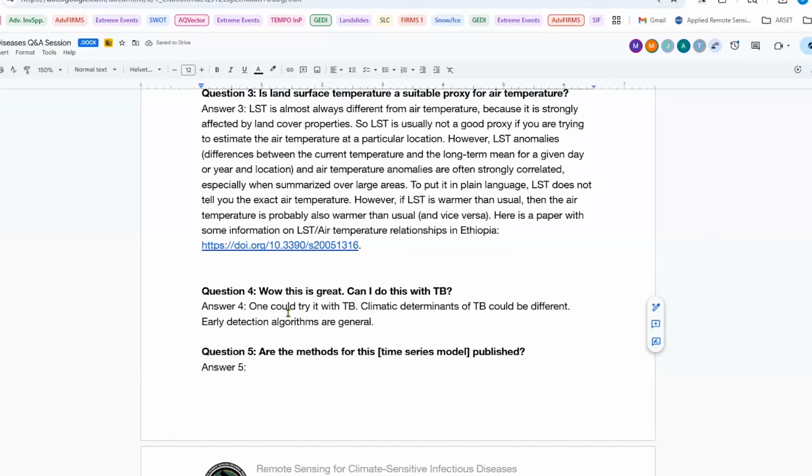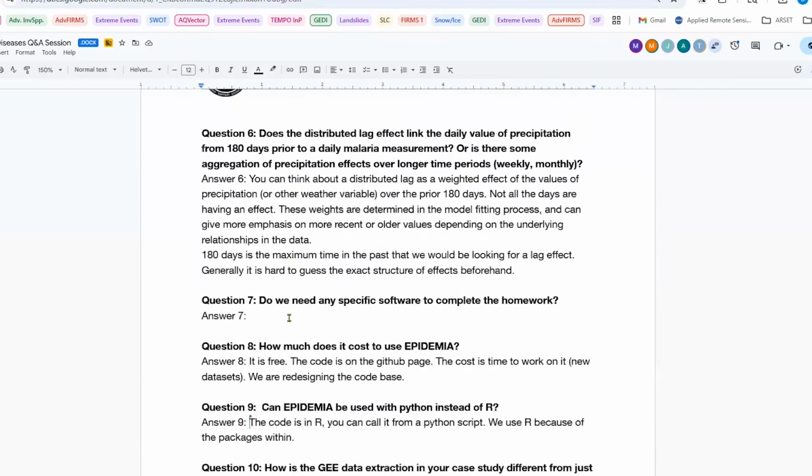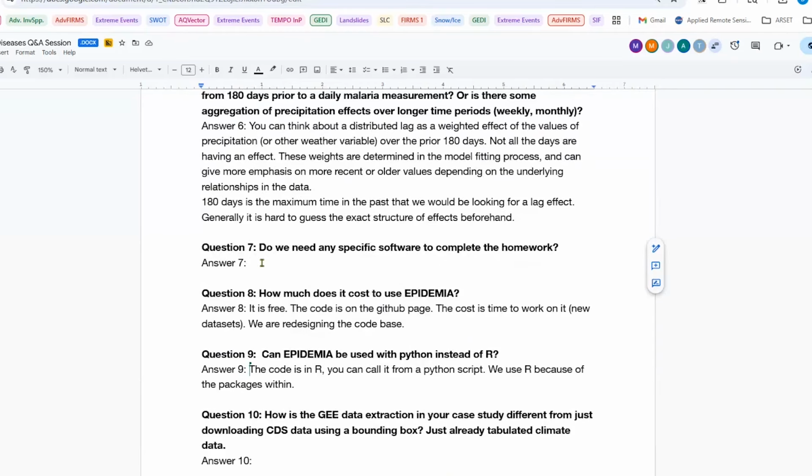Okay, thank you. And then I think I'll go ahead and answer question number 7. Do we need any specific software to complete the homework? And the answer is no. There is a set of questions that you just respond to, so you don't need software.